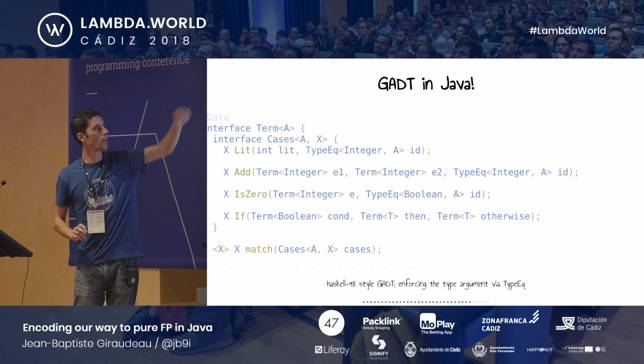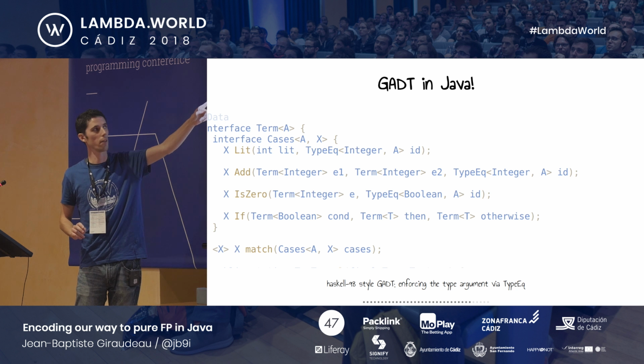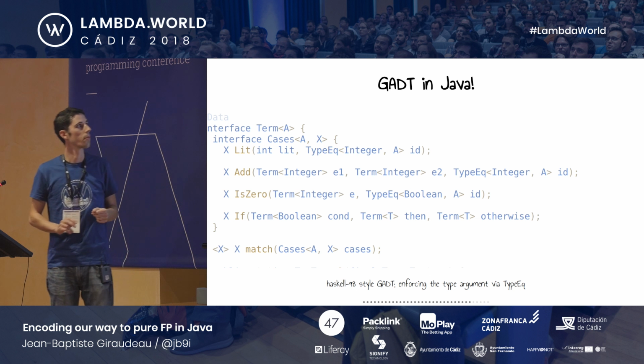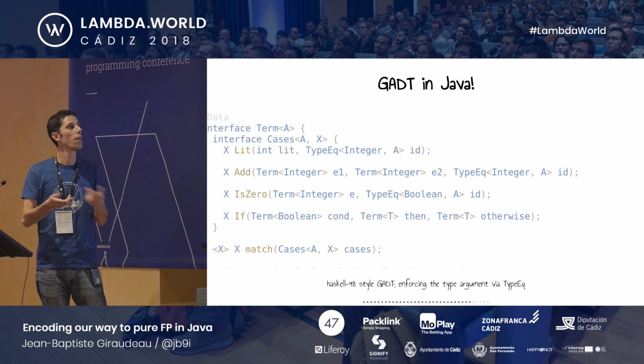So how do you use it? Like this. You pass it as a parameter to the visitor, and what it says is that the A type variable must be an integer. You don't know it, but here is a witness that tells you it is.